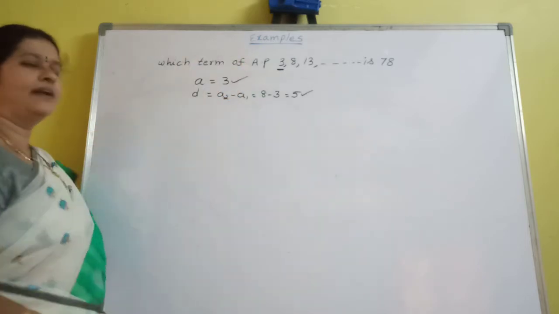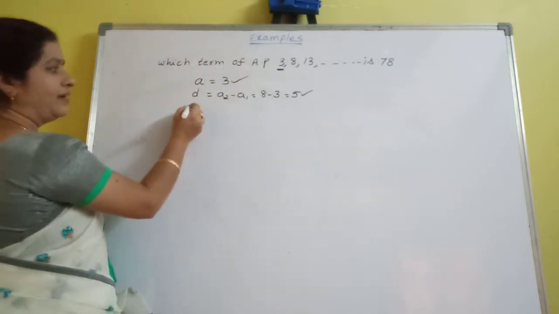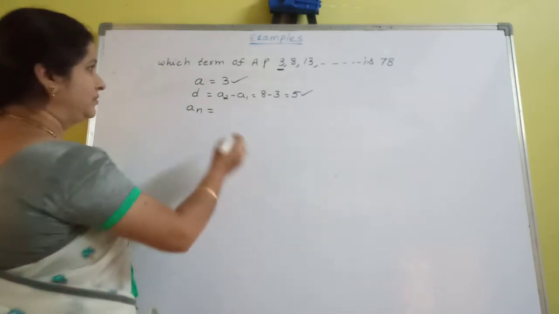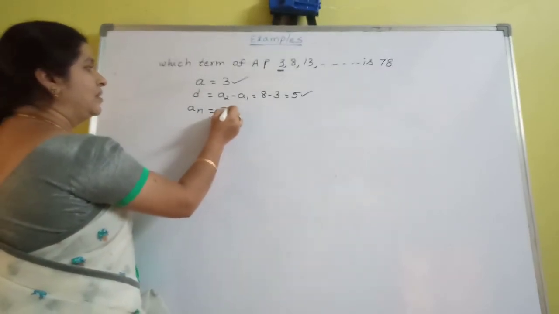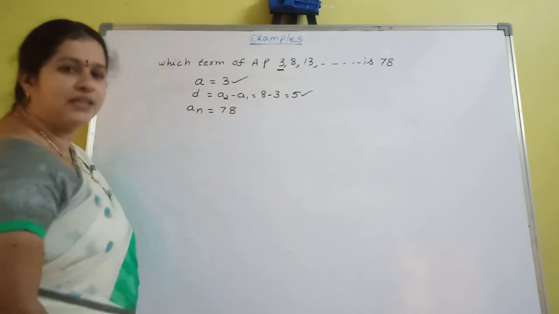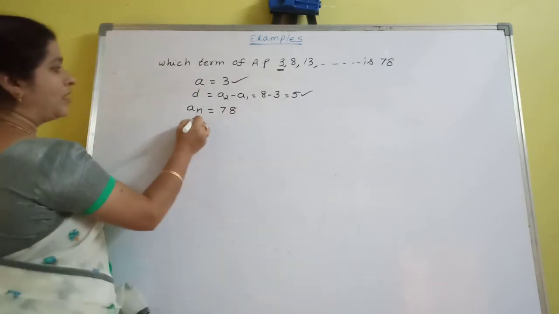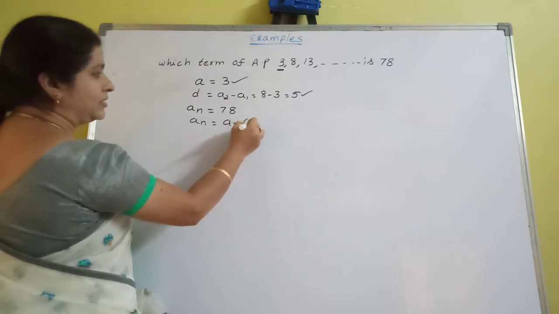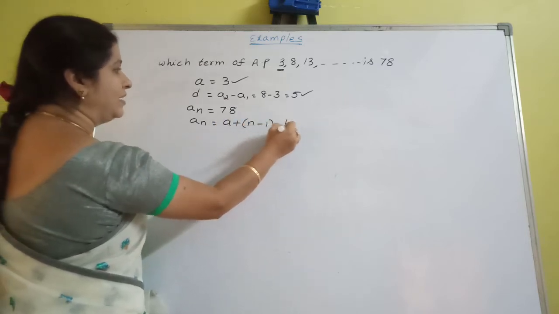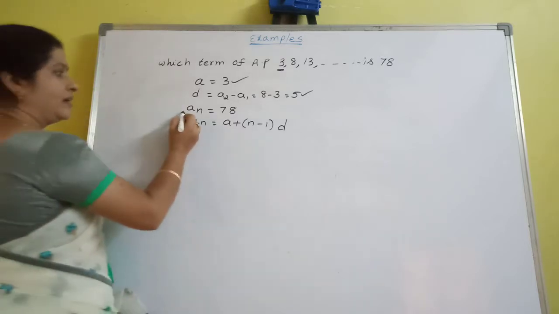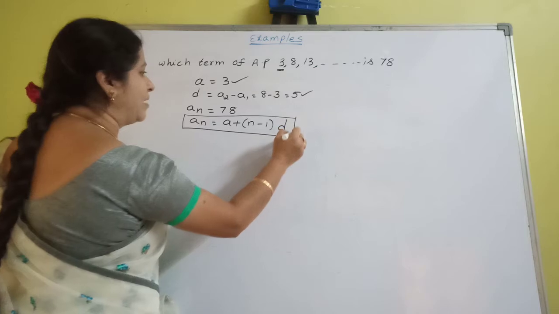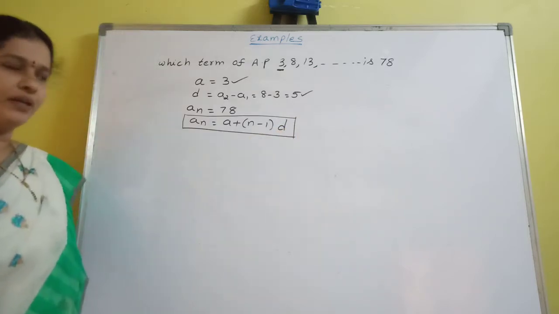So what about 78? The last term is given, 78. We always take it as An, nth term suppose it is. So An is given 78. So what is the formula for An? An equal to, we already discussed about this, a plus n minus 1 into d. So nth term An equal to a plus n minus 1 into d.